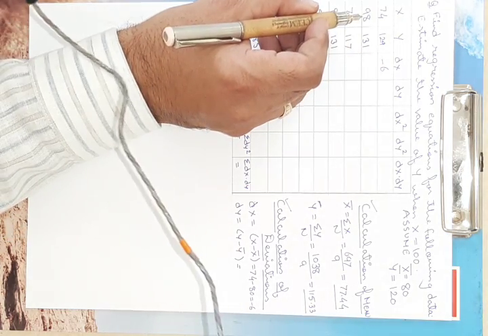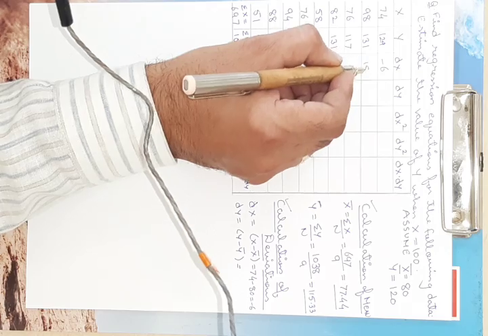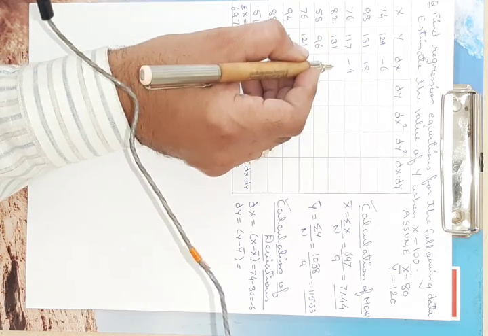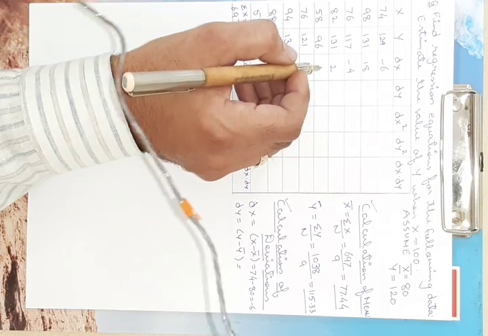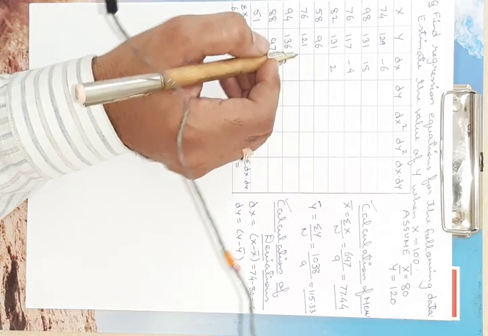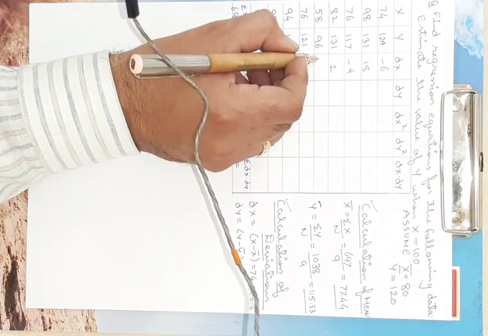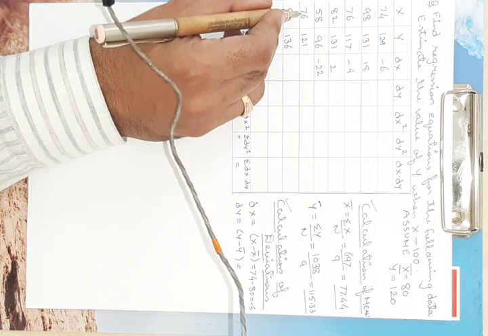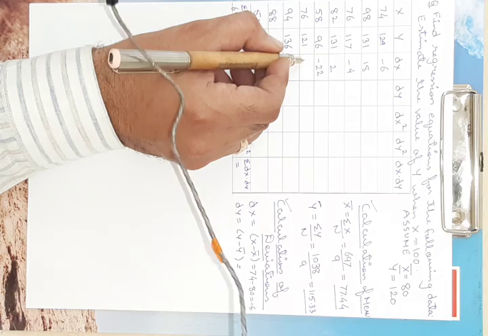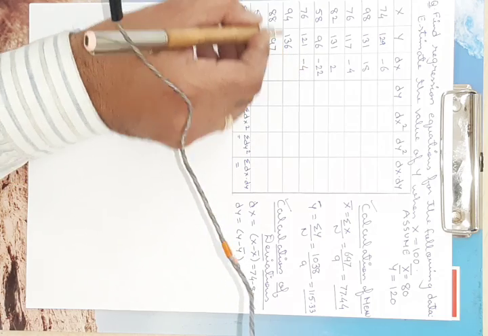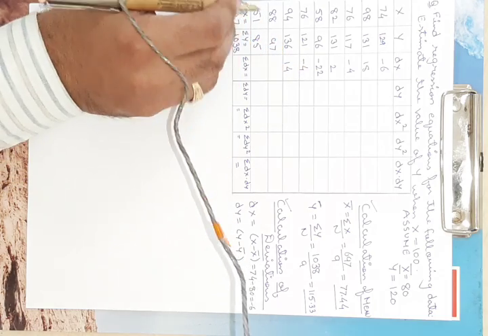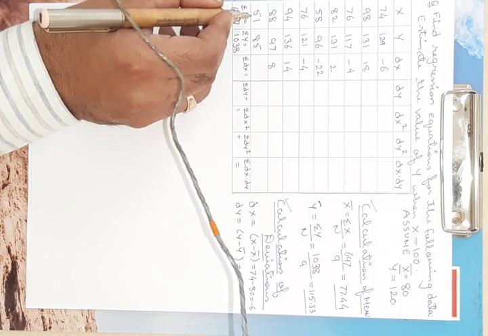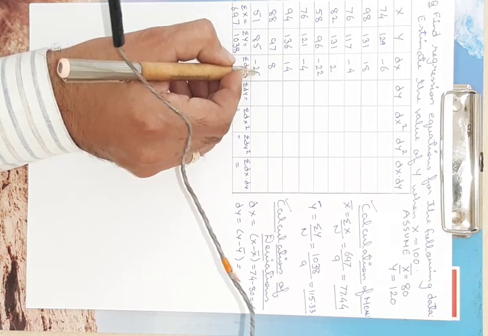Next 98 minus 80, this comes out to be 18. 76 minus 80, this comes out to be minus 4. 82 minus 80, this comes out to be 2. 58 minus 80, this comes out to be minus 22. Next 76 minus 80, this comes out to be minus 4. 94 minus 80, this comes out to be 14. Next 98 minus 80, this comes out to be 8. And finally 51 minus 80, this comes out to be minus 29.